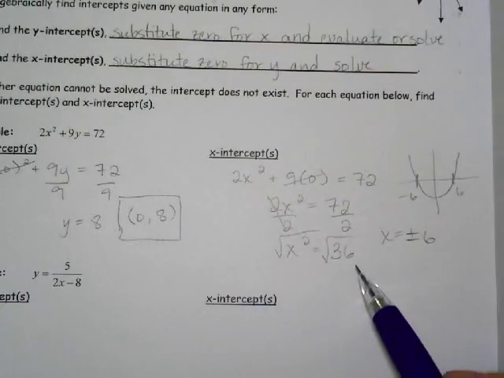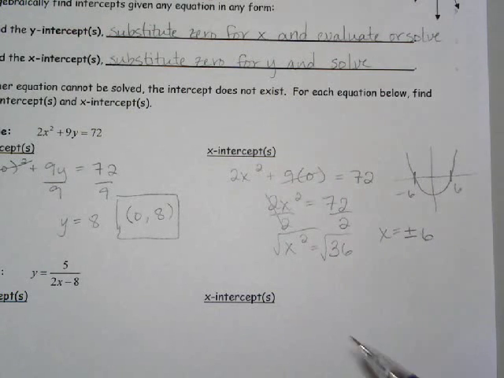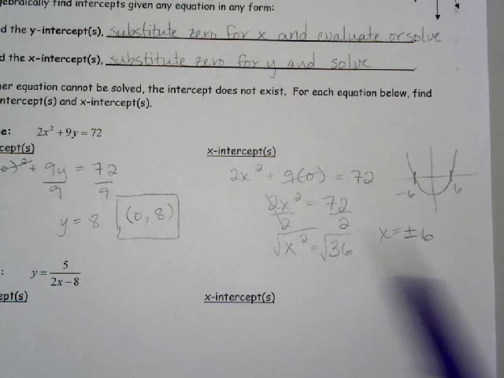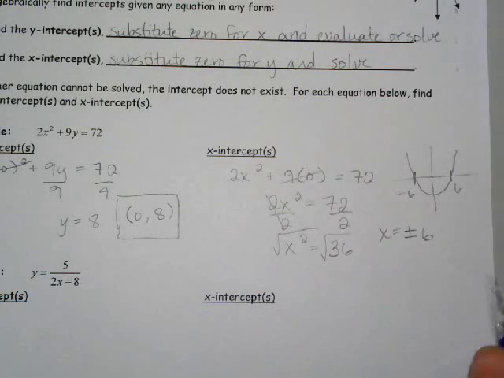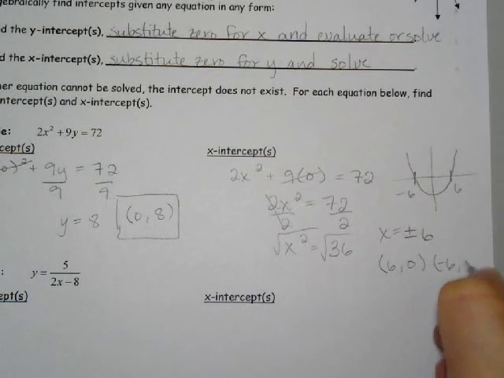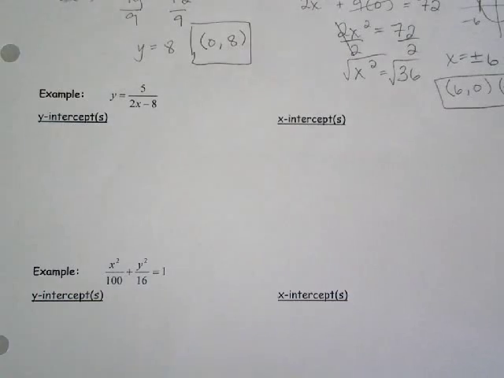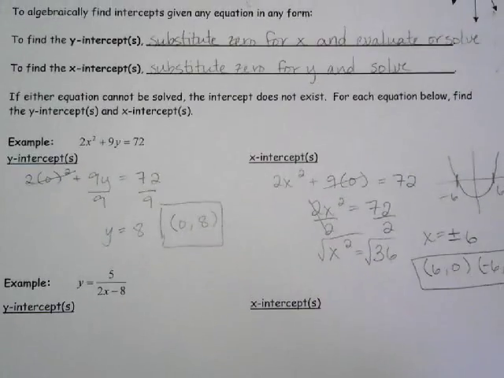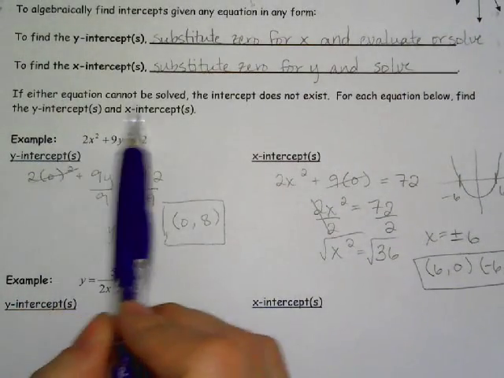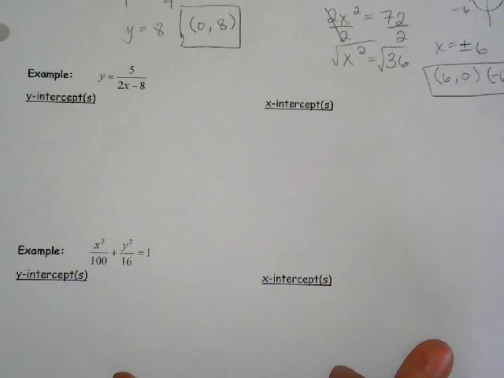So mathematically, sorry you couldn't see that, mathematically, when we take the square root of 36, we're trying to figure out what times itself gives you 36. So 6 times 6 is 36, but negative 6 times negative 6 is also a positive 36. So when we square root, we need to watch out for that plus or minus. So our two x-intercepts are 6, 0, and negative 6, 0. Any questions on that? One of the things that I did not read through in your notes there is if either equation cannot be solved, the intercept does not exist. So keep that in mind as we're looking at our next one.